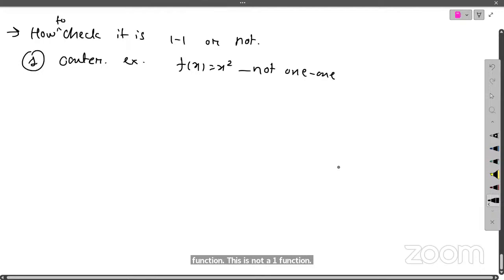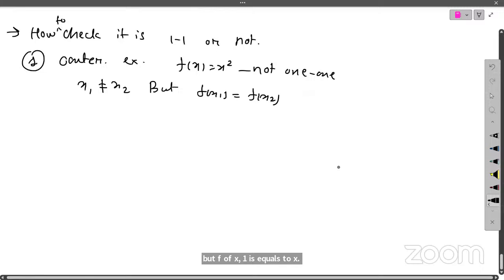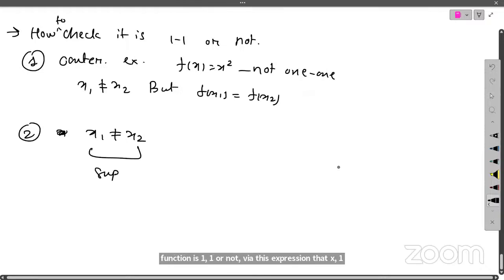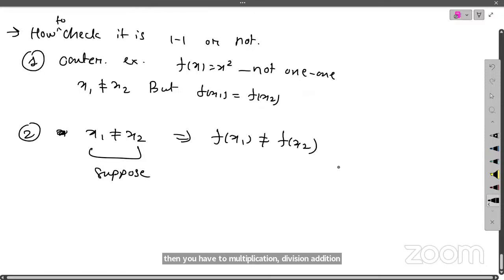How do we judge that? We simply find x1 and x2 such that x1 is not equal to x2, but f of x1 equals f of x2. This is one way you can judge whether a function is one-one or not. The second way is to prove it using this expression: assume x1 is not equal to x2, and then conclude via some multiplication, division, addition, something like that, that f of x1 is not equal to f of x2. If this statement is true, then you can easily say that f is a one-one function.